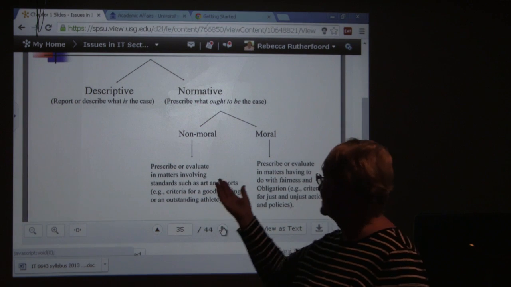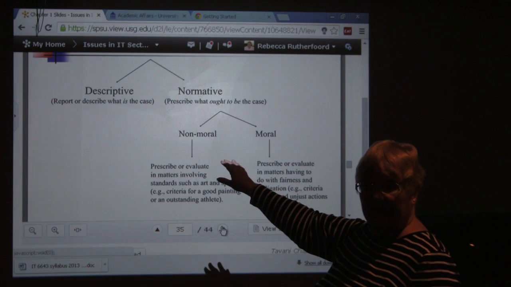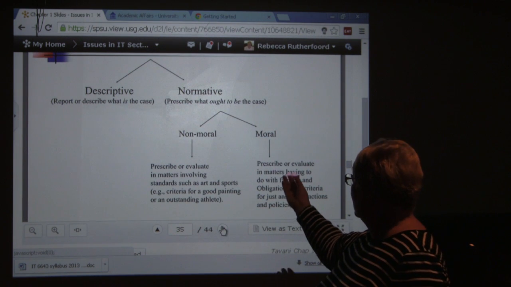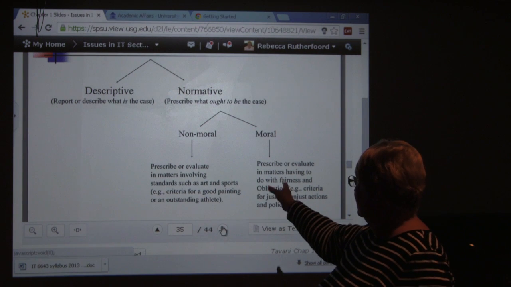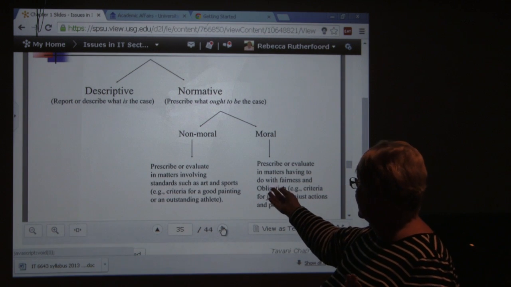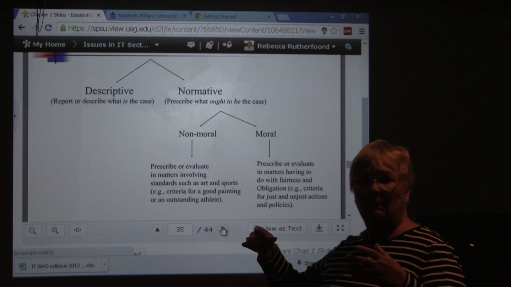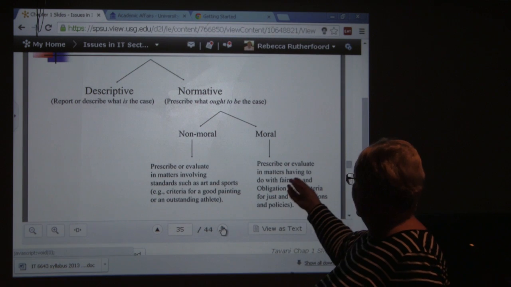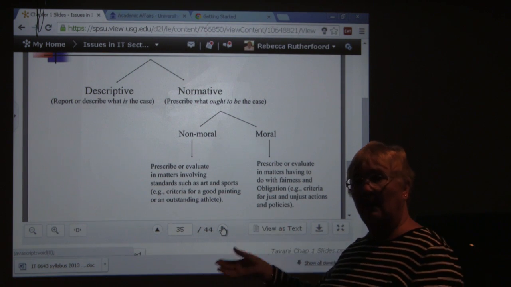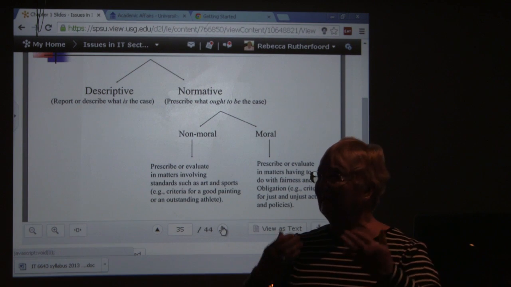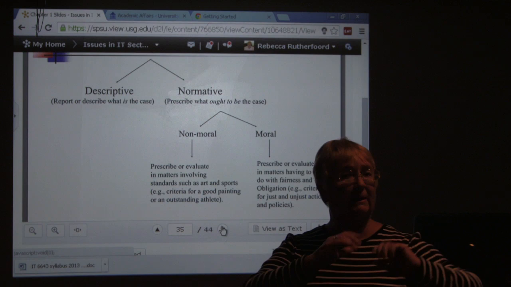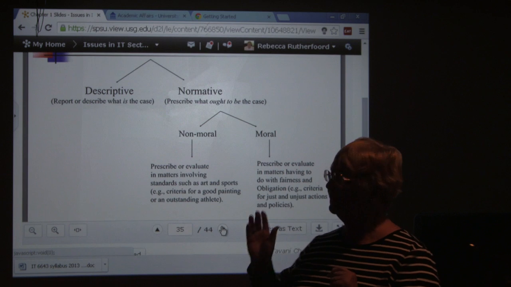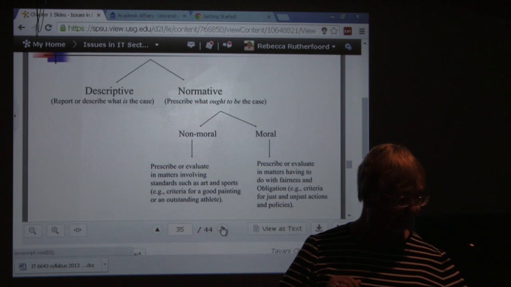Here you see a nice description: report what the case is. Once we're into the normative side, we want to describe what we want it to be, what it ought to be. On the non-moral side, notice we prescribe and evaluate, perhaps even bring standards in, a best practice or other kinds of things that make sense. The moral side, as I said, is the ethical dilemma, the morals or ethics that play into this. Later on, of course, we'll talk about the laws that might play into something, but right now we're talking about the ethics and morals.